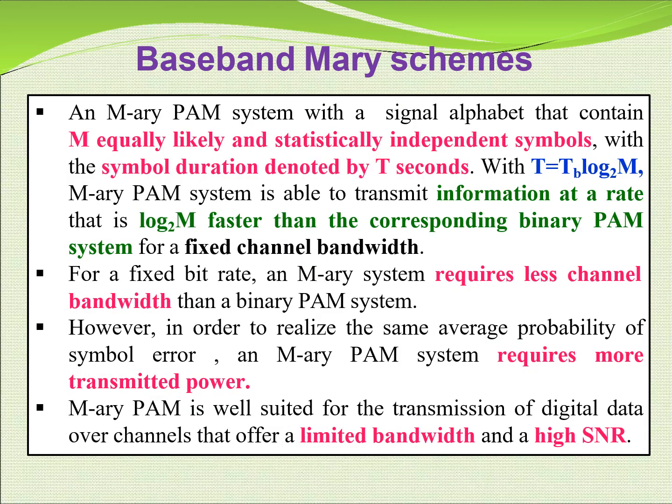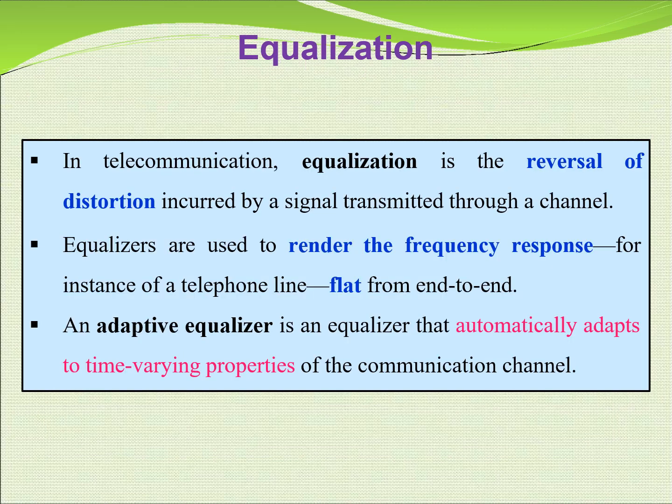Next, we have baseband M-array schemes. An M-array PAM system with a signal alphabet that contains M equally likely and statistically independent symbols, with the symbol duration denoted by T. Also, the M-array PAM system is able to transmit information at a rate that is log M base 2 times faster than the corresponding binary PAM system for a fixed channel bandwidth. And M-array is well suited for the transmission of digital data over channels that offer a limited bandwidth and a high signal to noise ratio.